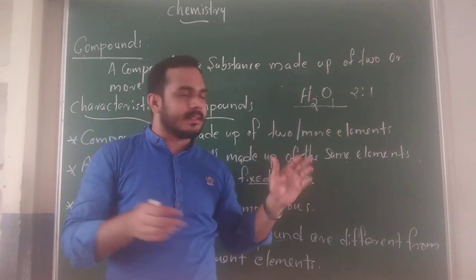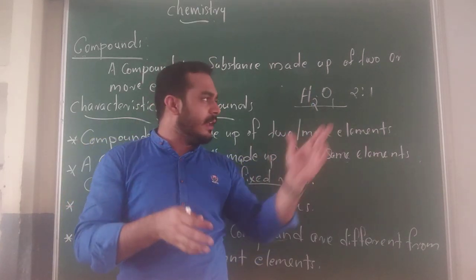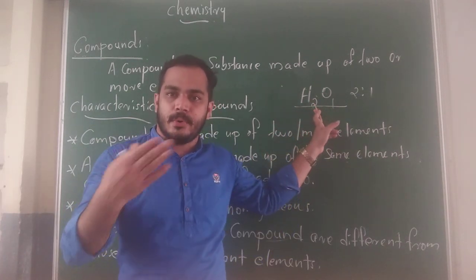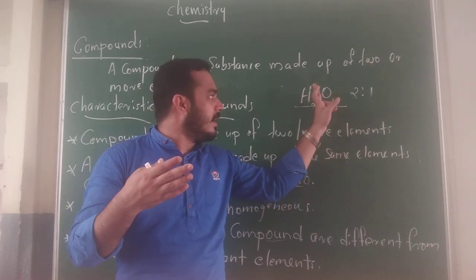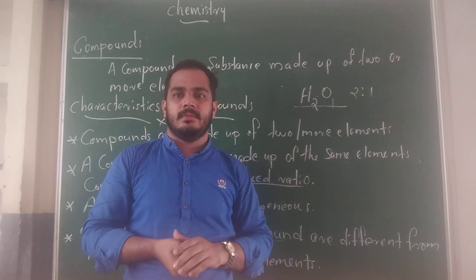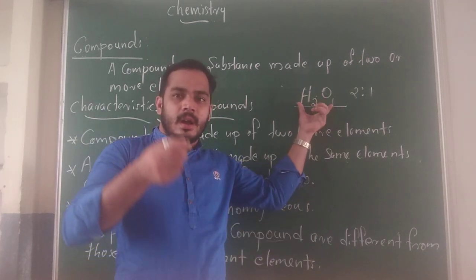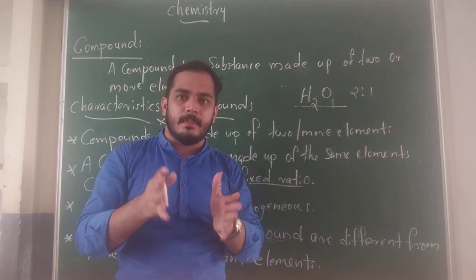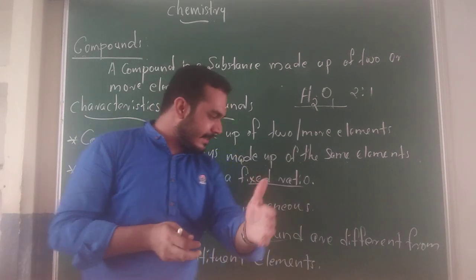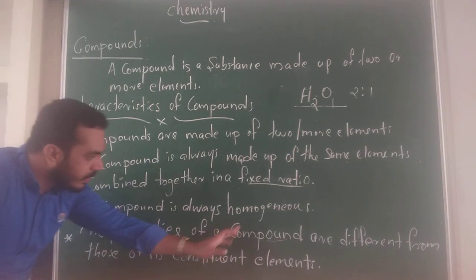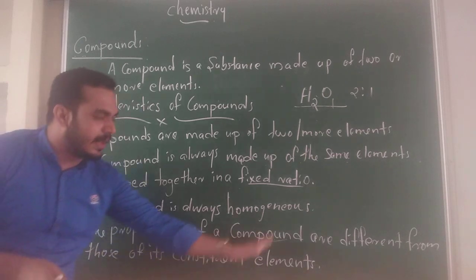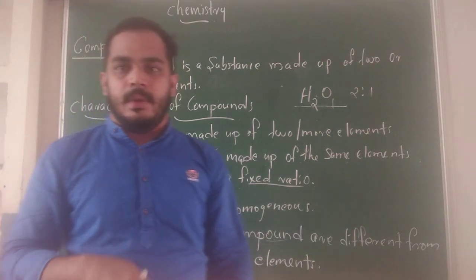But these two elements combine together to form a compound, that's water. It is just the opposite of its constituents, oxygen and hydrogen. Why? The water also stops the burn. This compound helps us to stop the burning, stop the combustion. Okay, that's the character. The properties of a compound are different from those of its constituent elements. And one more character.